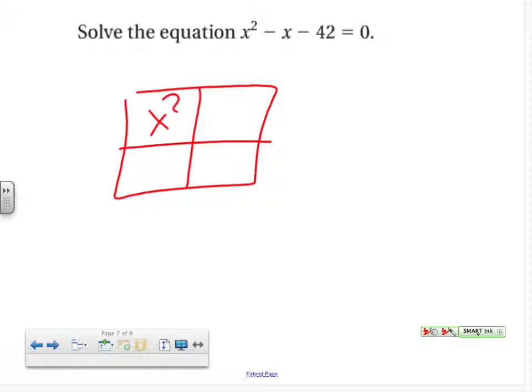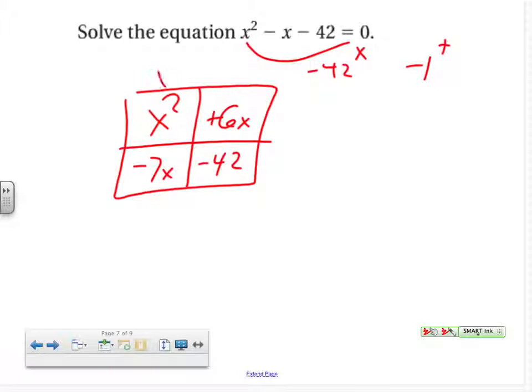X squared minus x minus 42. How do we multiply to get negative 42 and add to get negative 1? Let's say negative 7x and positive 6x. So across the top, we got x plus 6. Along the side, we got x minus 7.